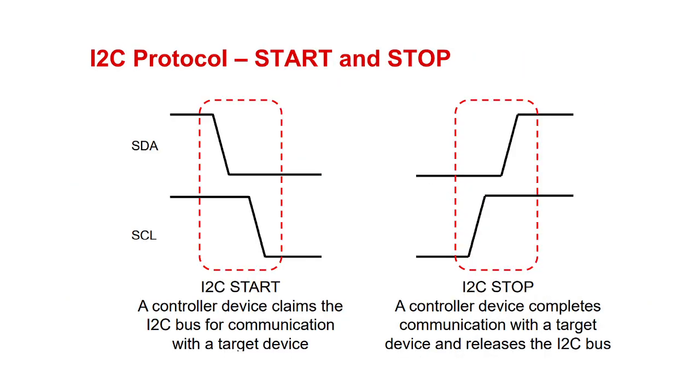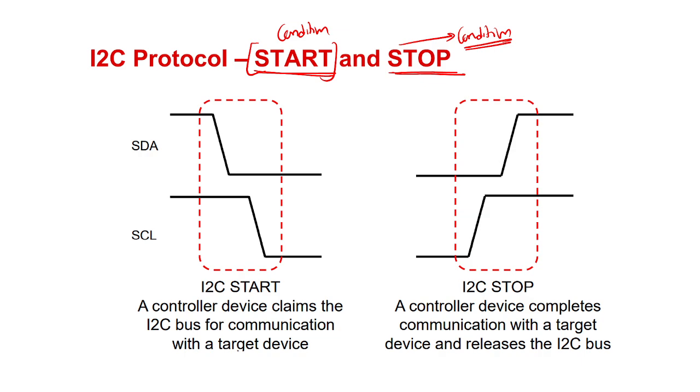So for I2C, there are two cases. One is the start condition and the other is the stop condition. During communication, when you are starting the communication, you need to start with a start condition, and the next one is the stop condition. What are the start condition and stop condition?